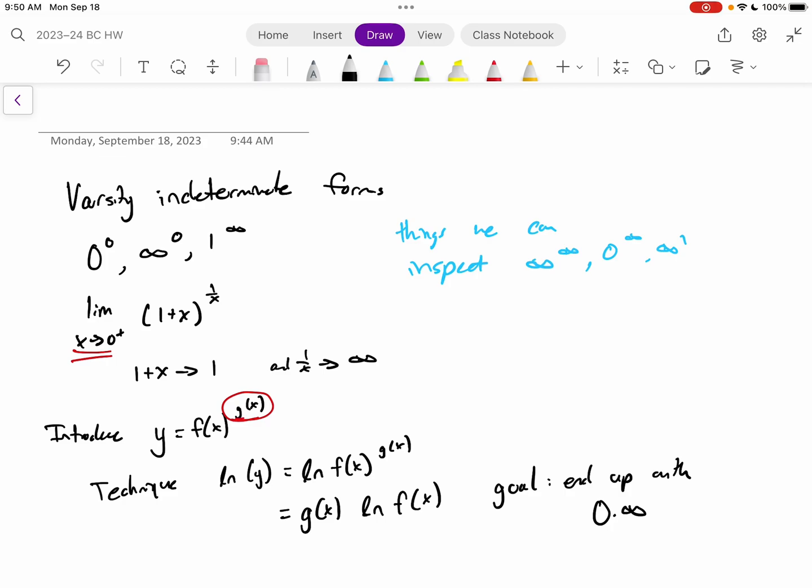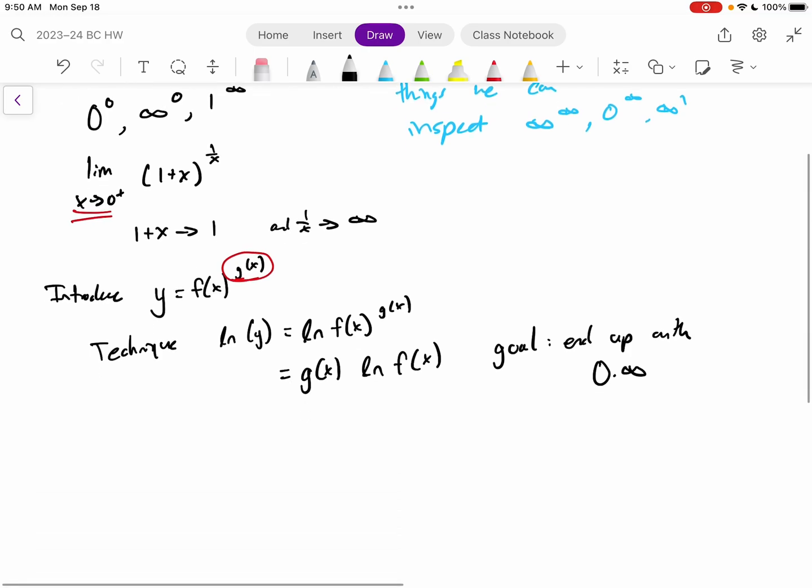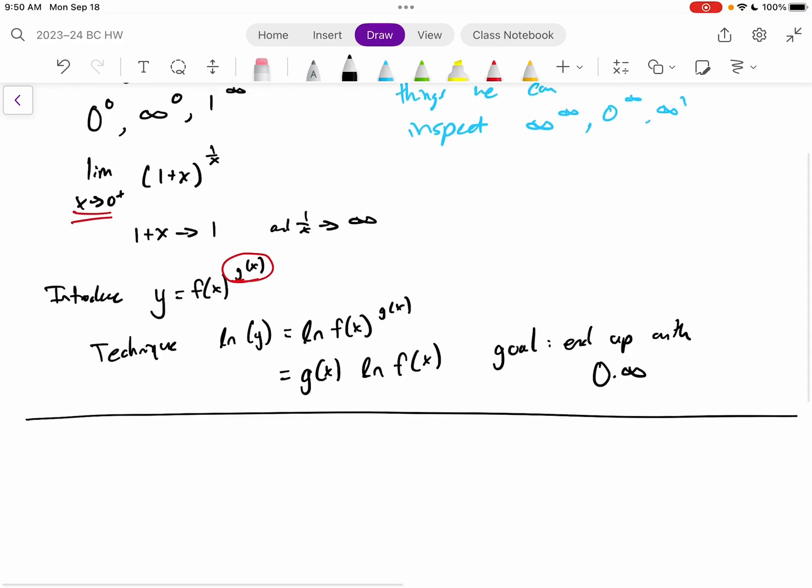Okay, so let's talk about these natural logs. Let's actually do the example we're going to work through today, now that we've seen the general technique. Let's talk about the limit as x approaches 0 of (1 plus sine x) to the 1 over x.